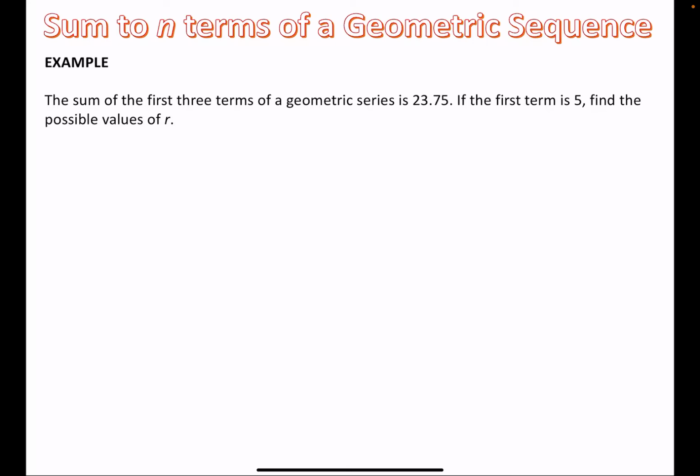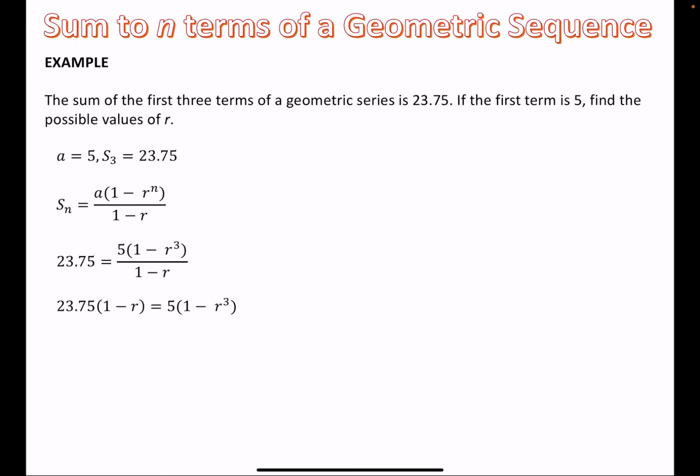And if there are lots of answers, this means it's probably going to be a quadratic, or maybe even, because we're Advanced Higher now, a cubic. Nonetheless, we have the first term is 5. We have the sum of 3 terms is 23.75. So we can pop this in our formula. 23.75 equals 5 times (1 minus r cubed) over (1 minus r).